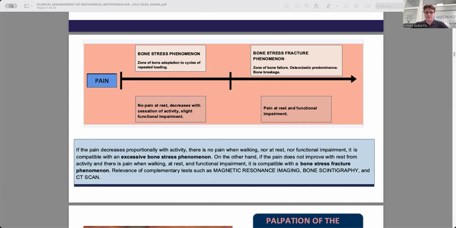If the patient tells us that the pain increases with activity and improves with rest, and that it does not limit his daily function, we are on the early side of the stress line. In these cases, full rest is not necessary. So what we need to do is adapt the load and apply orthopedic treatments to reduce the pressure in the metatarsal area. But if the patient says that the pain appears at rest, lasts for days after the activity and causes a functional limitation, then we must expect a stress fracture. In that case, the treatment should be more restrictive and load must be reduced significantly.